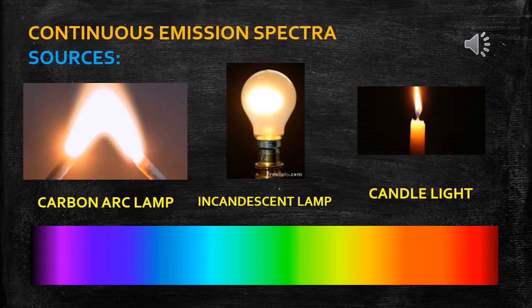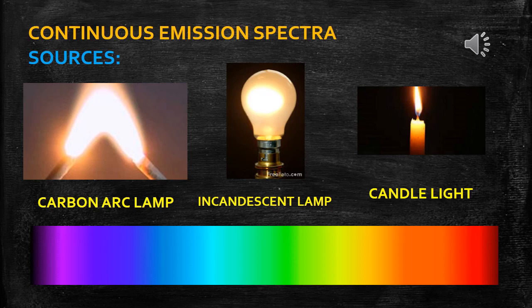Now you are going to learn about continuous emission spectra. To observe the continuous emission spectra, the following sources must be used. The first one is a carbon arc lamp, or you can use an incandescent lamp, or you can use candle light. Among the three, if the light from any one of the sources is made to be incident on the prism, after the dispersion, you are able to observe the 7 colors.